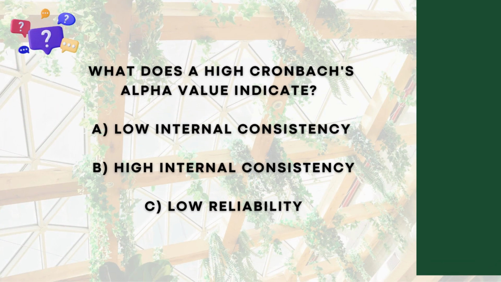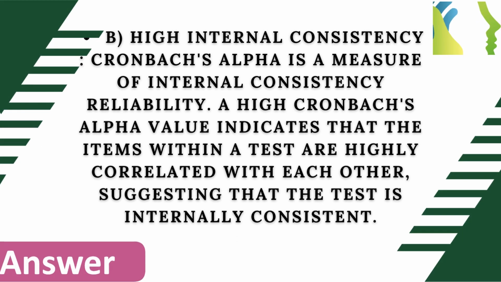What does a high Cronbach's alpha value indicate? A. Low internal consistency. B. High internal consistency. C. Low reliability. B. High internal consistency. Cronbach's alpha is a measure of internal consistency reliability. A high Cronbach's alpha value indicates that the items within a test are highly correlated with each other, suggesting that the test is internally consistent.